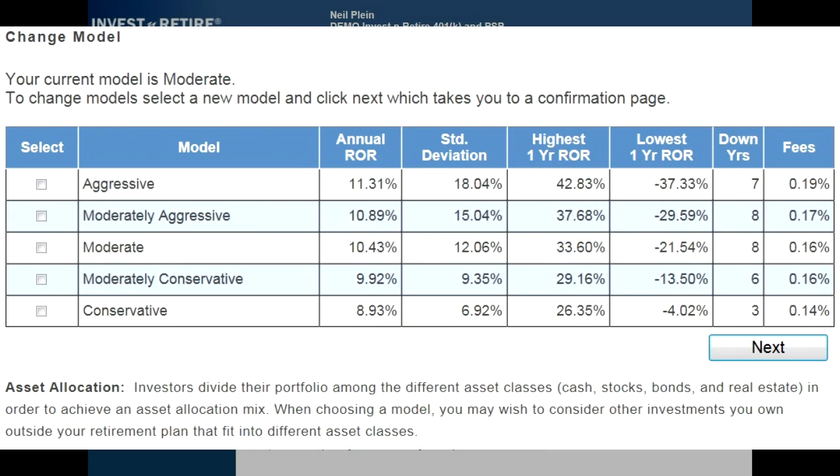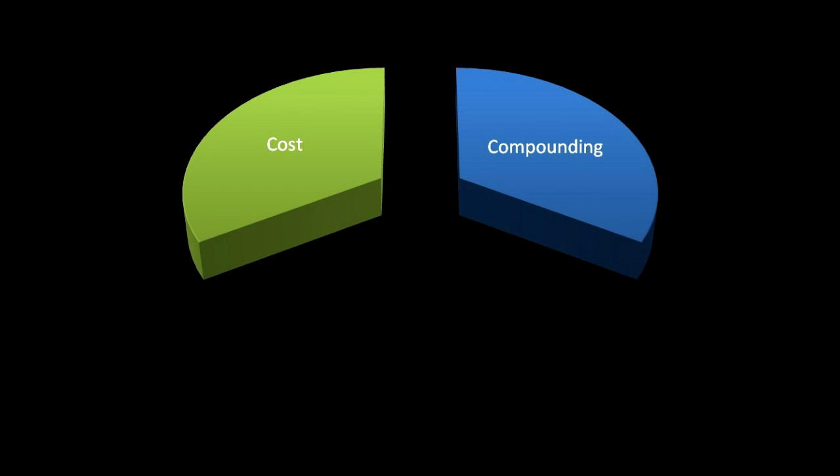Next to each model's name, you can see its rate of return. And these are the rates a participant could expect from their account as a whole in the future, which makes them the target rates of return and represents the compounding component of the equation.